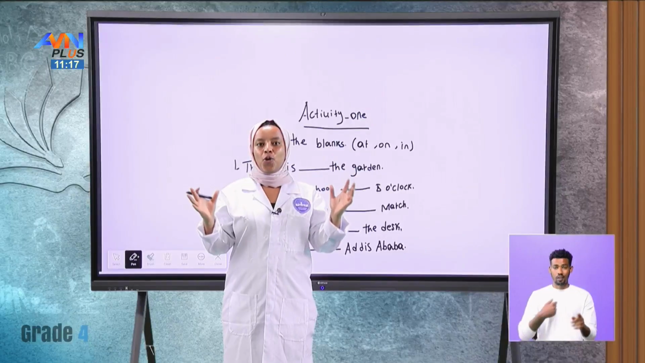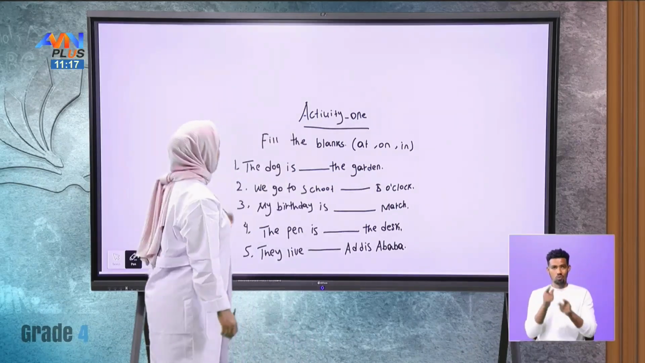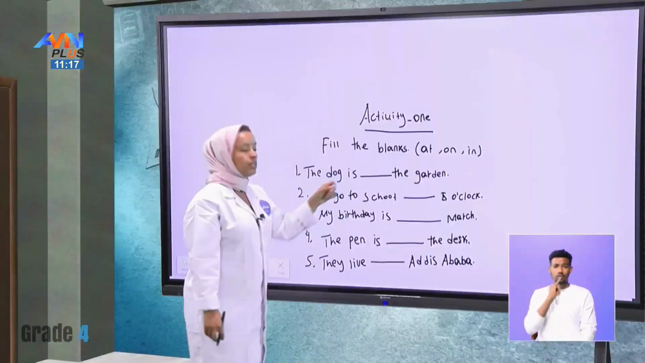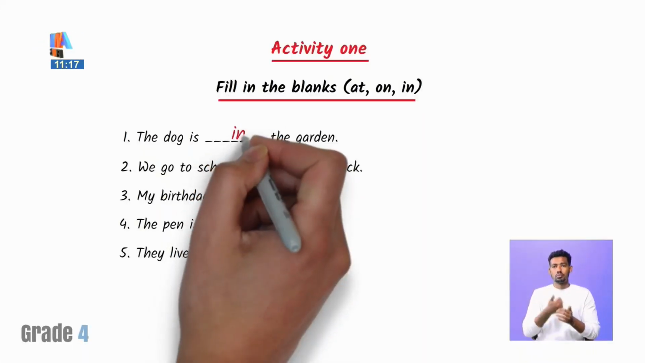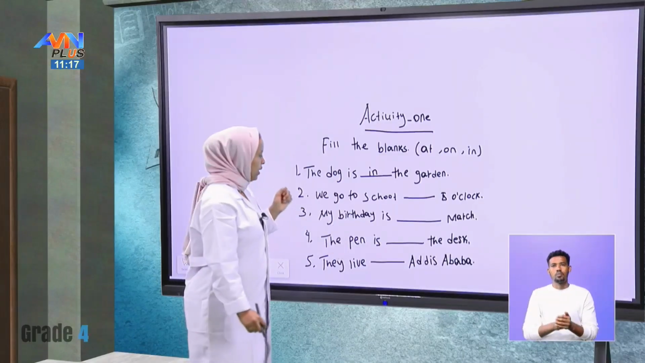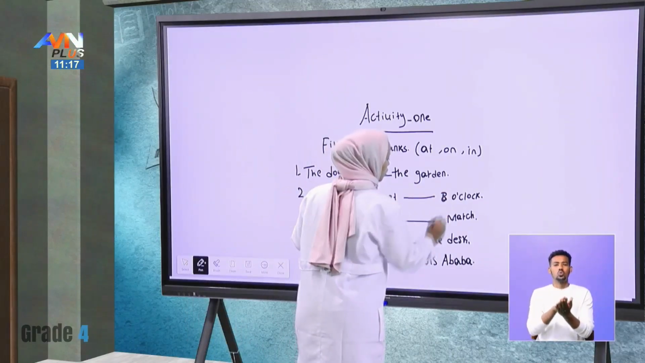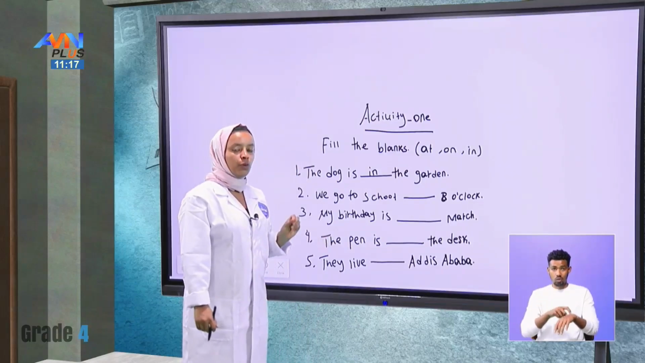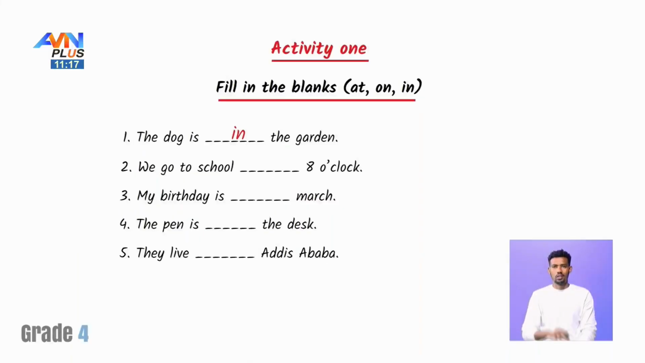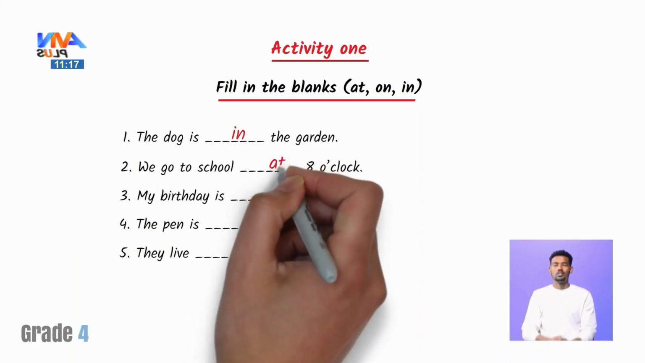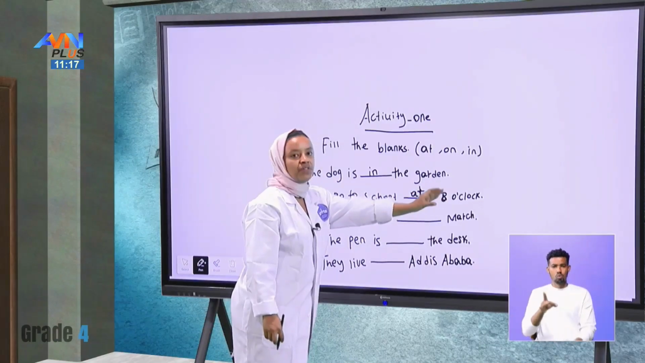I'm back, students. I hope you all have finished it. Let me give you the correction and practice together. The first question: the dog is in the garden. Question number 2: we go to school at 8 o'clock. As I mentioned before, we can use at for a specific time. We go to school at 8 o'clock because this is a very specific time.